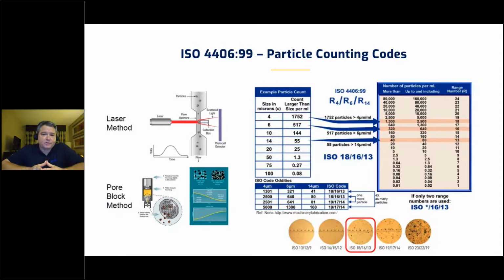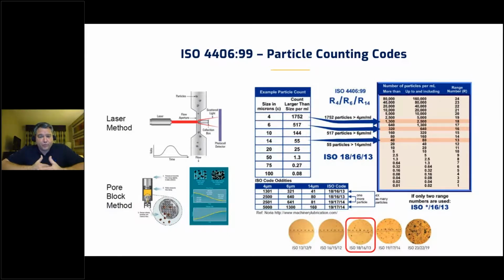We're going to start with 4 micron. We're going to look at all the particles that are in 1 milliliter of oil, and we counted 1,752 particles at 4 micron. Then from there, we're counting how many of those particles are larger than 6 micron. Out of that 1,752 particles, there were 517 greater than 6 micron.